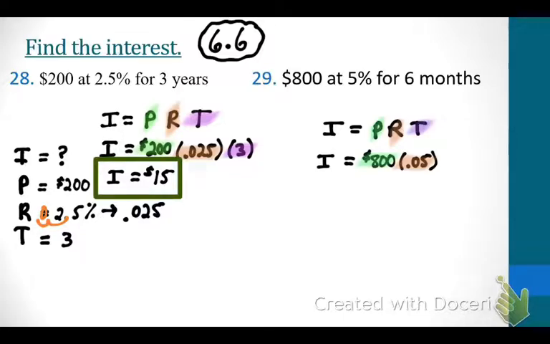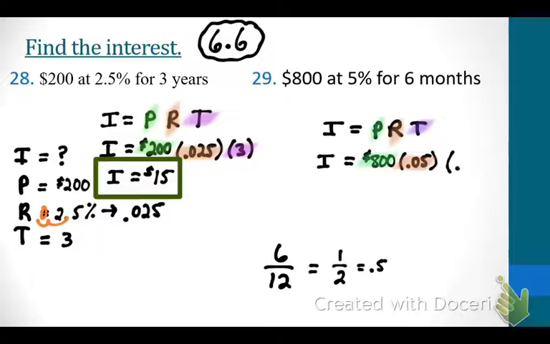It has to be in years. Guys, how many months are in a year? 12. So we have 6/12 of a year. Can that be reduced? Yes, to 1/2. What would that be as a decimal? 0.5, okay? So 0.5 of a year or half of a year.